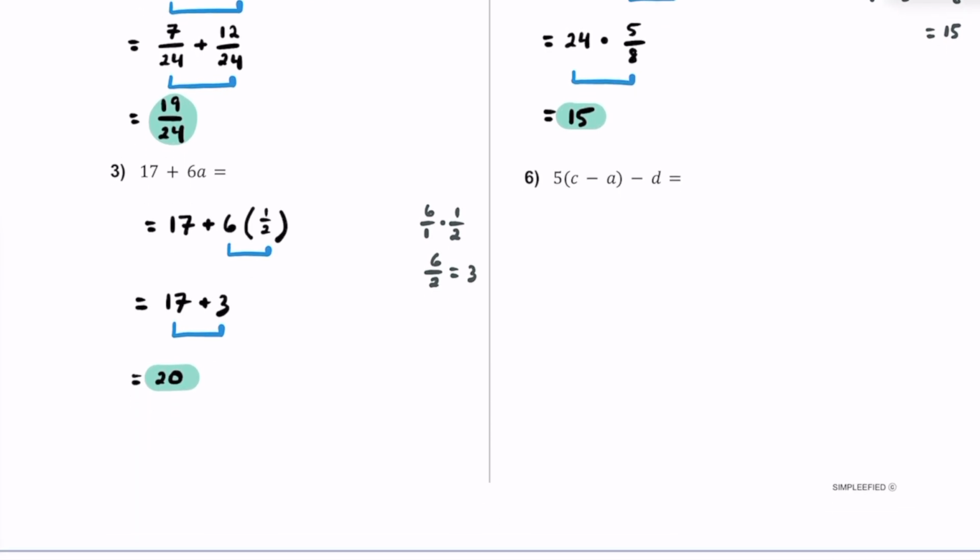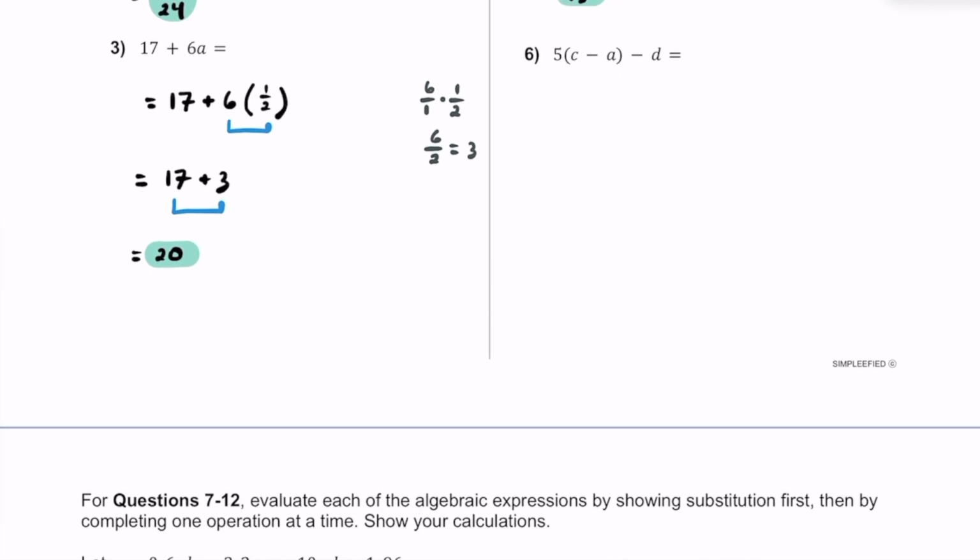All right, let's try one more problem where we have fractions. For number 6, let's go ahead and try to evaluate this variable expression. We have 5 multiplied by, and then in here we have c minus a. Now c is the same thing as 2/3. Let's go ahead and substitute in. Minus a, which is 1/2. Let's substitute those values in parentheses, and then minus d. d is 3/8. All right, cool.